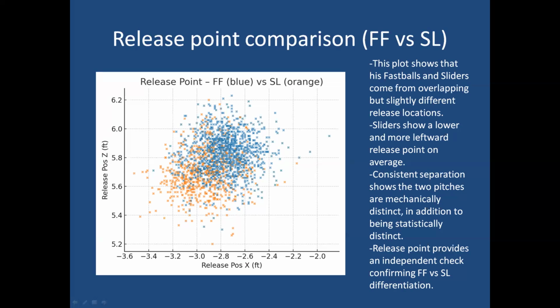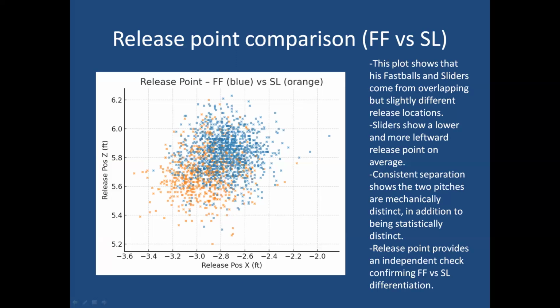The sliders are coming from a lower and more glove side position. The overlap explains occasional misclassifications, but that's also just generally where the pitcher is trying to be, in the middle of this graph. This confirms mechanical distinctions, supporting the PCA and clustering results. So we see they were released from slightly different locations.